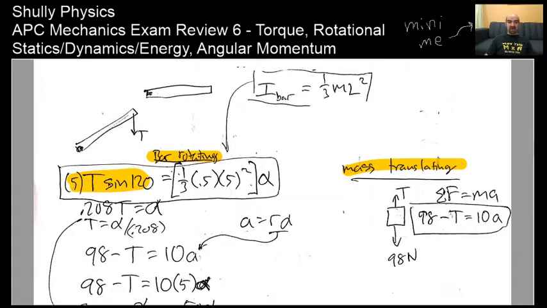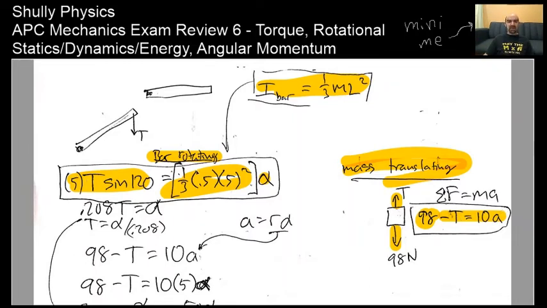So we're going to have 5T sine 120 equals I alpha. And the I would be the I for the bar, 1/3 ml squared. You can look that up, or the problem is probably going to give it to you. And we're also going to have the mass translating over here. So for the mass translating, we're going to have the tension up that's holding that mass, and 98 newtons down. Now, which one's greater, or are they equal? If they're equal, then it won't be accelerating at all. So the weight downward has to be greater than the tension upward. So we're going to have 98 minus T equals 10a for that translational application of Newton's second law.